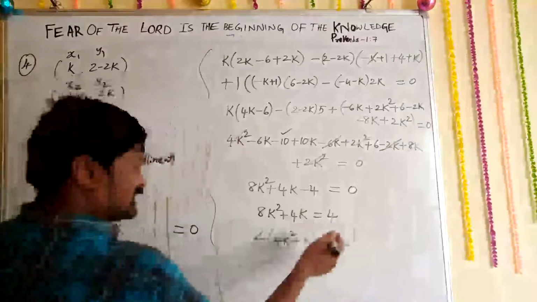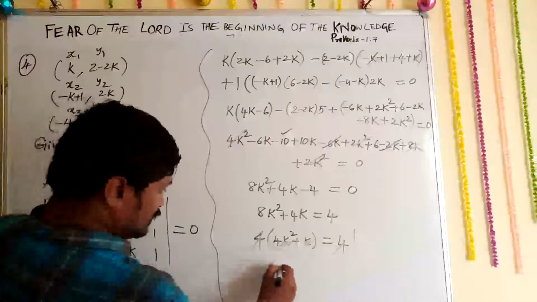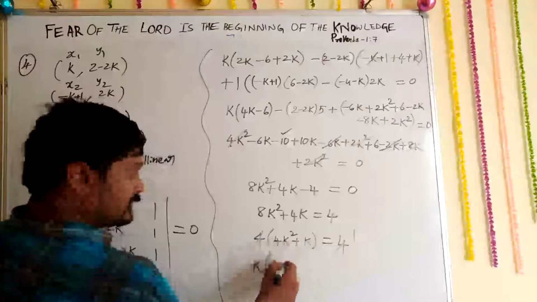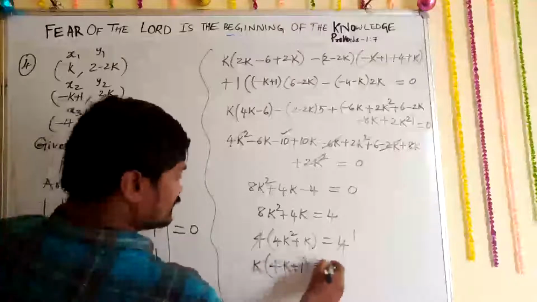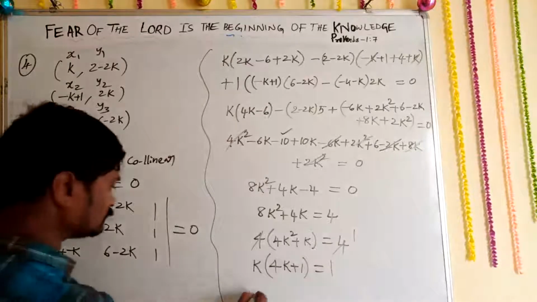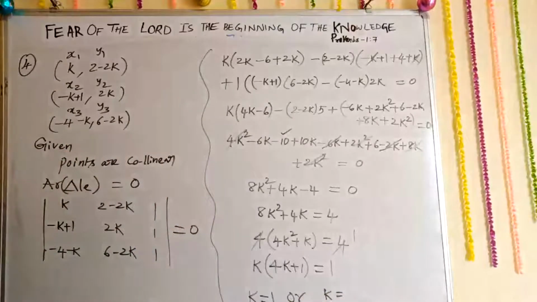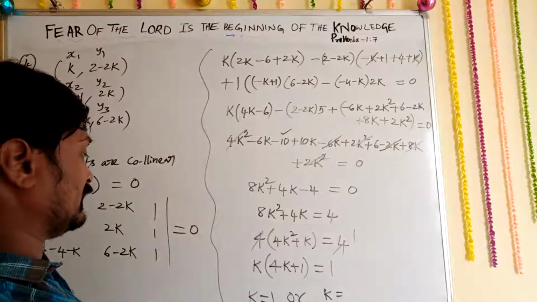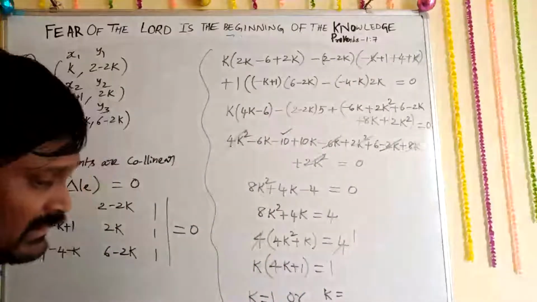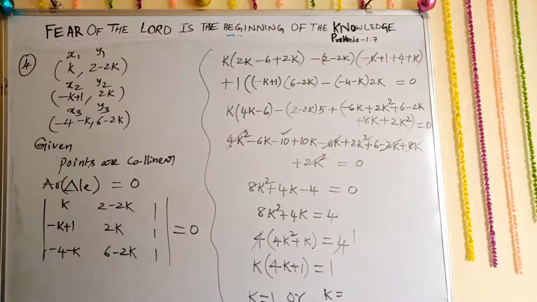Or you can use some other method also, but I'm doing this method, so let me check now. So now in both 4k square in that place k common. So when you common k, 4 plus 1 is equal to 1. So now k is equal to 1 or 4k plus 1 is equal to 1. So you will get first one k is equal to 1. Another one you will get as k is equal to 1 upon 4.